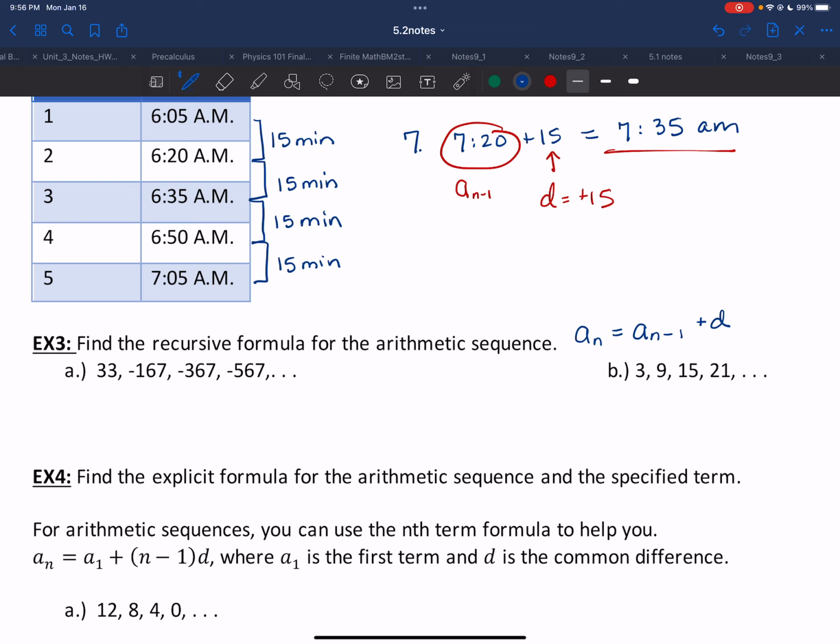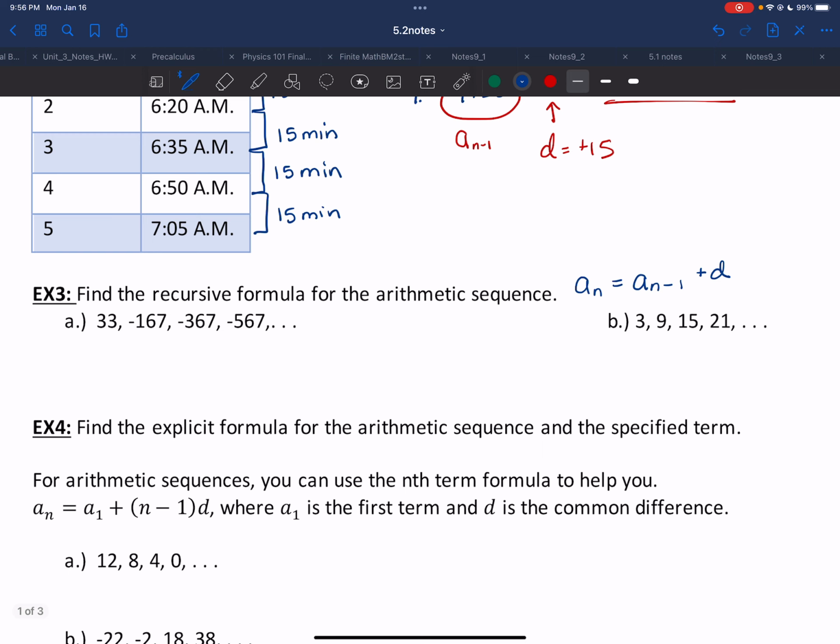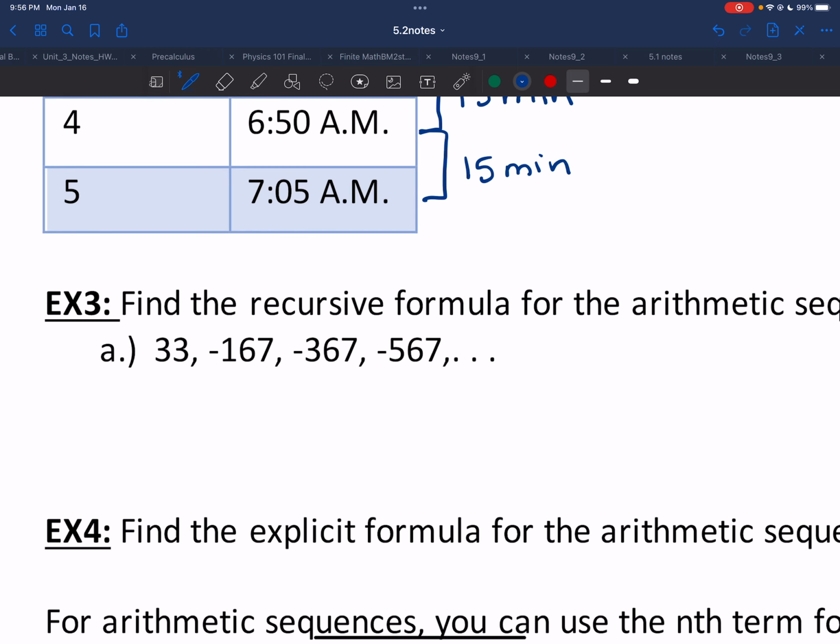Let's take a look at how these are. I've got to find the difference between these. So 33 to negative 167 is going to be a difference of negative 200. And then negative 167 to negative 367, again, minus 200. And negative 367 to negative 567, negative 200.